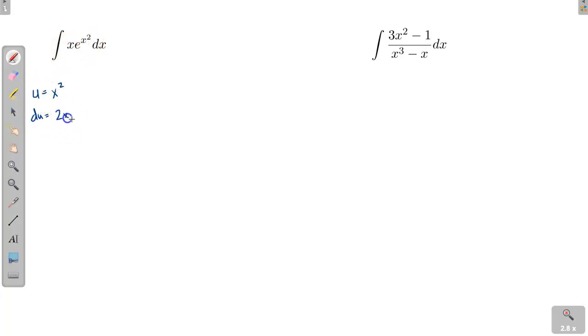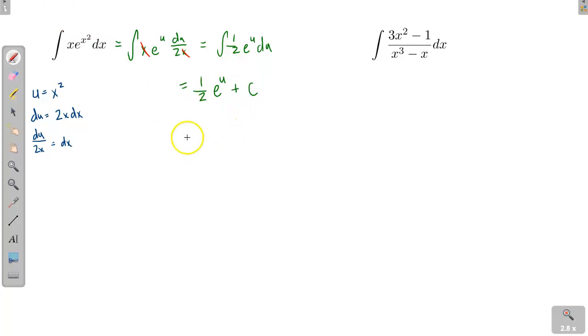du equals 2x dx, so du over 2x equals dx. All right, so now my problem becomes x e to the u du over 2x. The x's cancel just like they should, so I only have u's. And there's a 2 still on the bottom, so I have 1/2 e to the u du. And its antiderivative, well, the 1/2 just stays because it's a constant multiple, and the antiderivative of an exponential is itself. And so that's pretty simple. And then I just have to plug back in my u. All right, and that's my final answer.